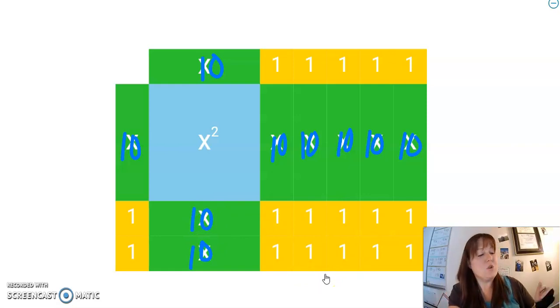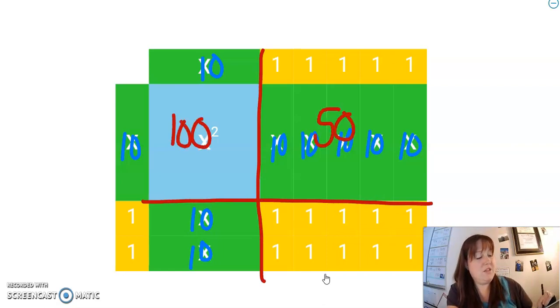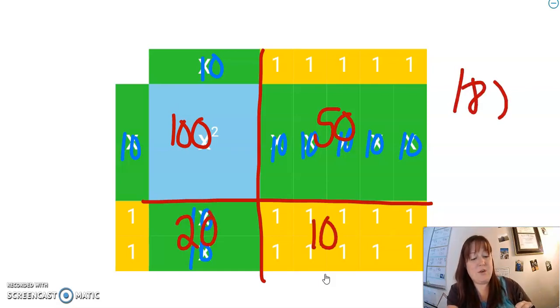Okay. So basically, if we drew a little box here, we could see we have 4 quadrants. We did 10 times 10, which is 100. Then we did 10 times 5, which is 50. And then 10 times 2, which is 20. And then 5 times 2, which is 10. And if I add all those together, sure enough, I get 180.